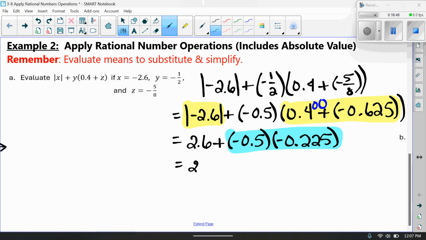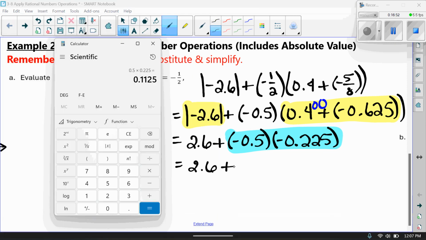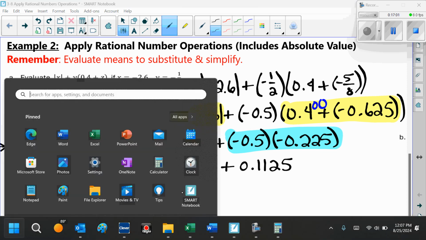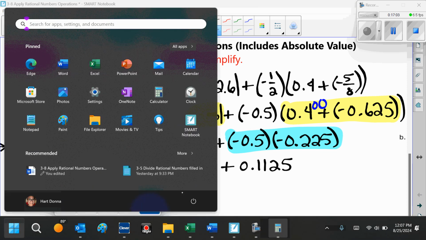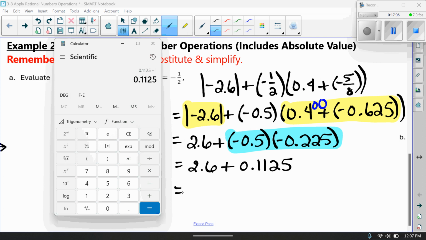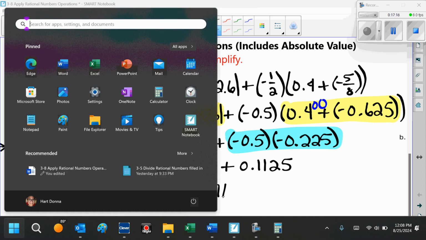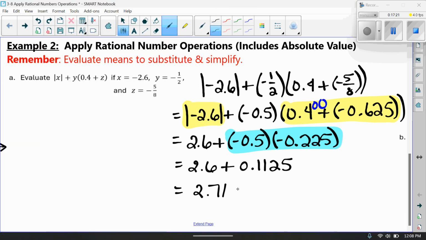So we've got 2.6 plus positive, what was that again? 0.1125. And now we finish this by adding. So we've got 0.1125 plus 2.6, and that gives us 2.7125. And I'm okay with you guys leaving this as a decimal.